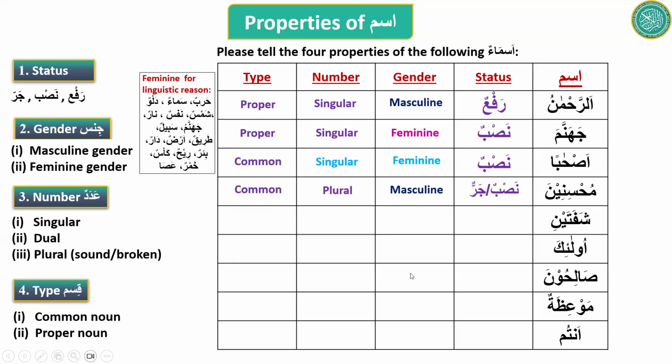Good job. So it is 54 minutes. Let's go to the breakout room and everybody should get a chance to tell the four properties of an ism. Let's go to the breakout room now.